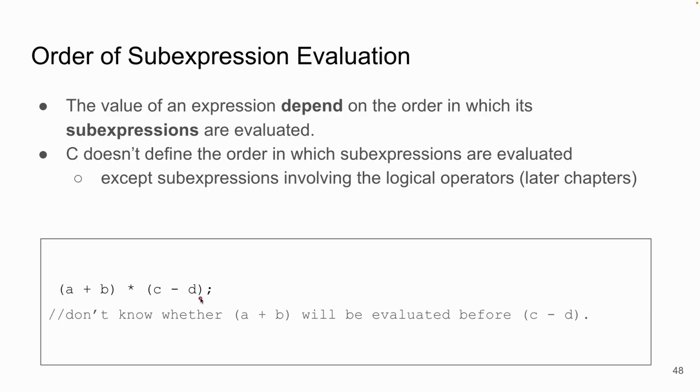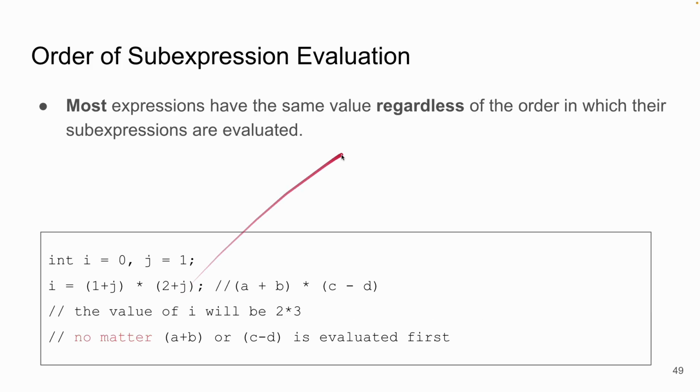However, you can see that in this example the order of evaluation doesn't really matter, right? Because whether we calculate this sub-expression first or that one first, the outcome will still be the result of the first part multiplied by the result of the second part. So in this case, it is fine. What I am saying is that such expressions have the same value no matter the order in which their sub-expressions are evaluated. You can see another example here.